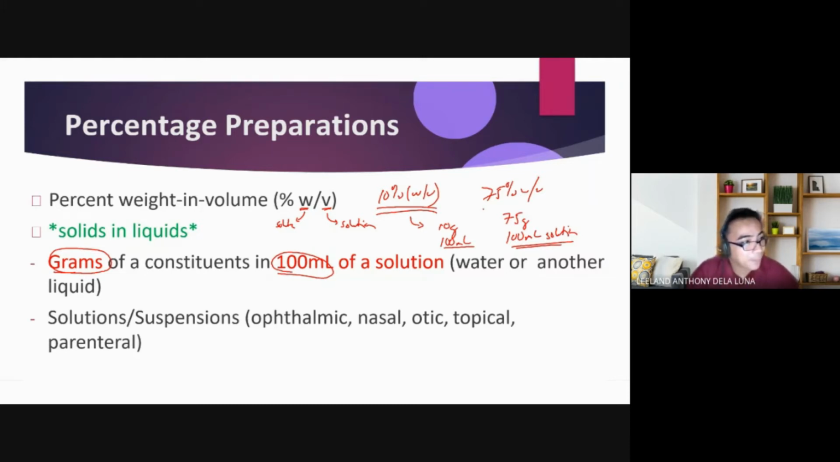Nagets ba? 100 ml of this contains 75 grams of alcohol. Right? So, yun yung expression na to.